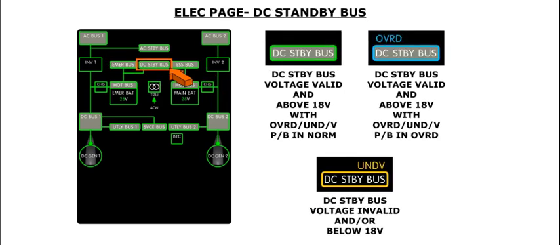The DC standby bus is represented in a similar manner. The difference is that there is a third condition to indicate that the override push button is in the override position.